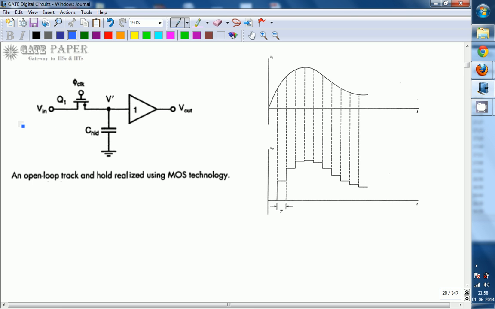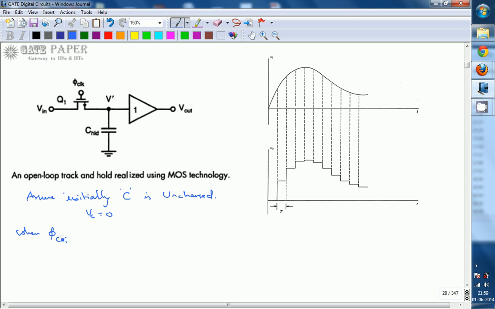Assume initially the capacitor is uncharged. This is C hold. The capacitor is uncharged, which implies that the voltage across the capacitor is 0. So initially the voltage across the capacitor is 0 volts, and then the clock pulse comes.